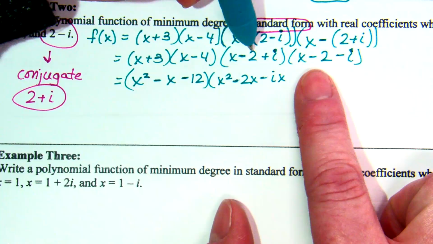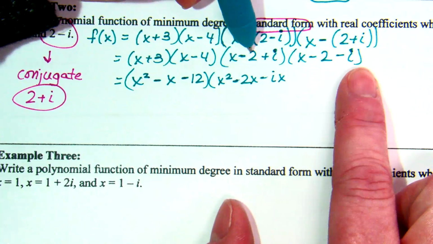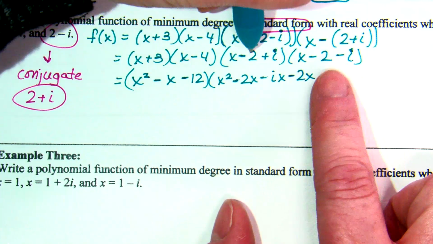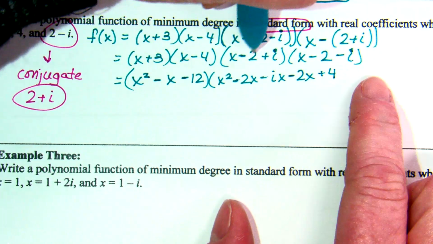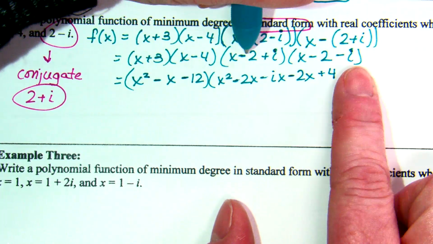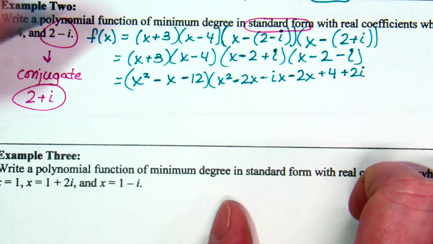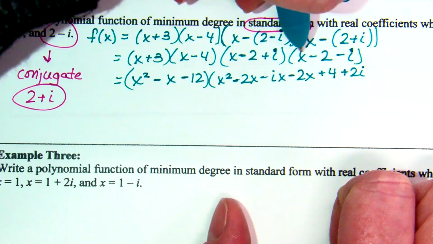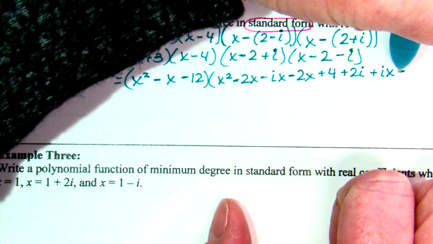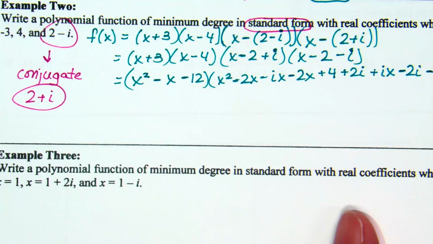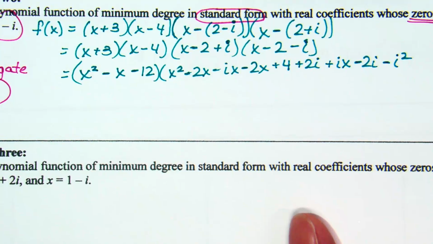Now I'm going to take my negative 2 in the middle, and I'm going to multiply it by everything in the last parenthesis. Negative 2 times x, negative 2x. Negative 2 times negative 2, plus 4. Negative 2 times negative i, plus 2i. And then i times everything in the last parenthesis. i times x, plus ix. i times negative 2, negative 2i. i times negative i. You're multiplying. i times negative i, negative i squared.